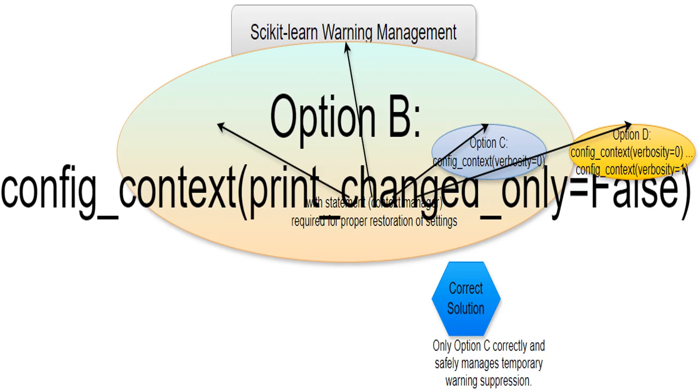This is the correct option. It uses verbosity equals 0 inside the config_context to turn warnings off temporarily and restores them when the with block ends. This ensures only warnings within the block are suppressed.